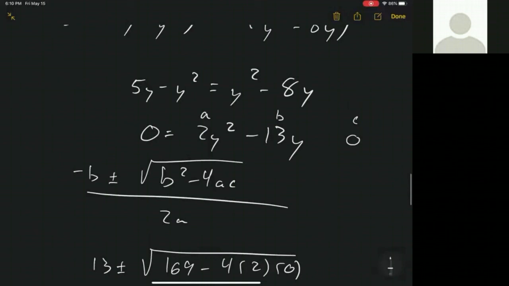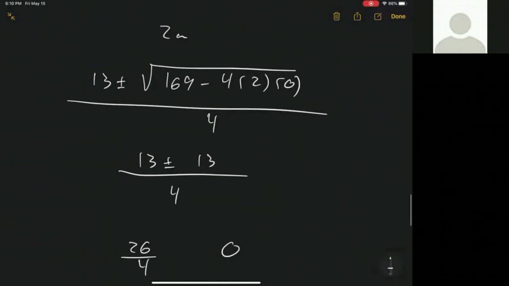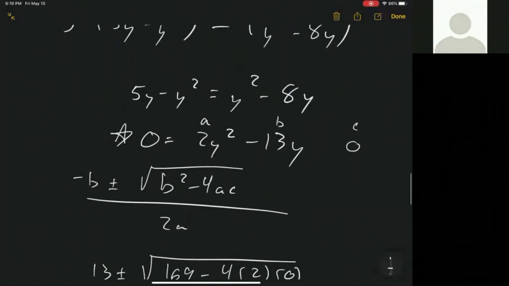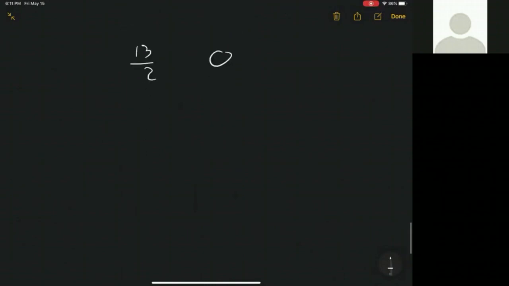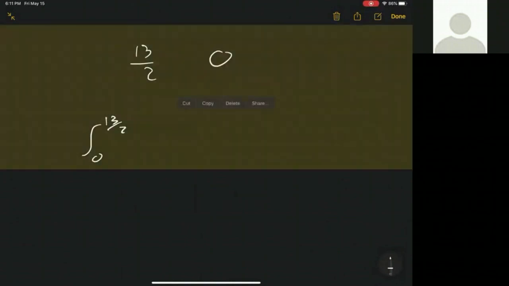Looking at this, it seems like it's actually really easy to factor, right? Now that I've solved it out, it's easy to factor. We could divide both sides by 2, and this would factor, so it's clear that the solutions are y equals 0 and y equals 13 over 2. Either way, my bounds of integration should be 0 and 13 over 2, and then I integrate my right minus left.